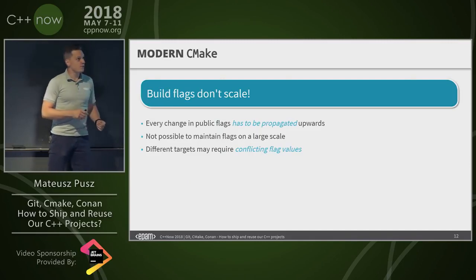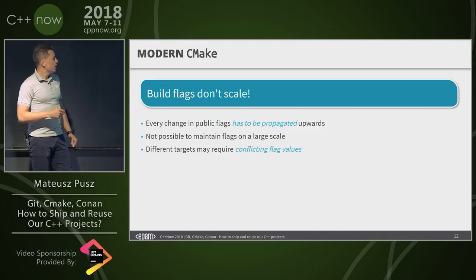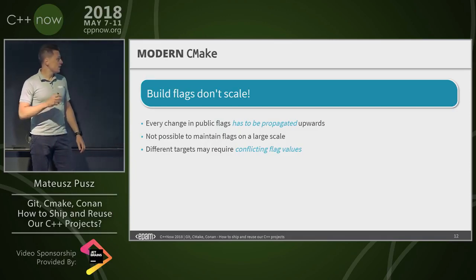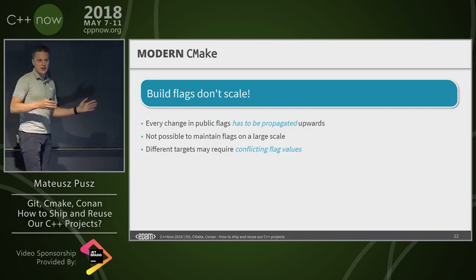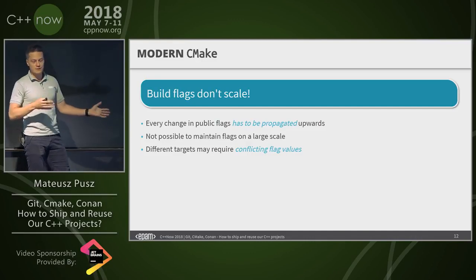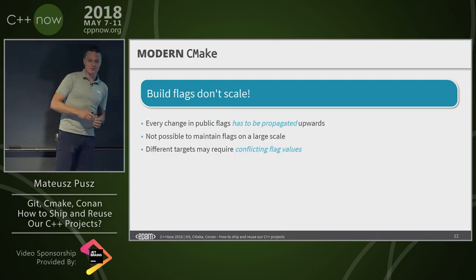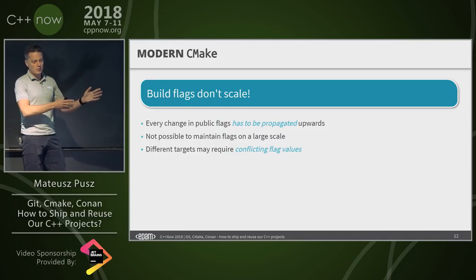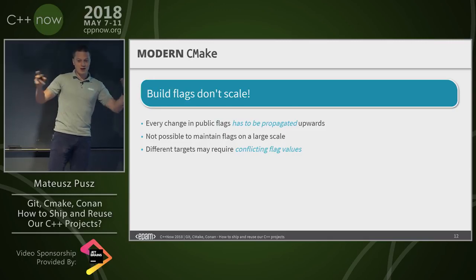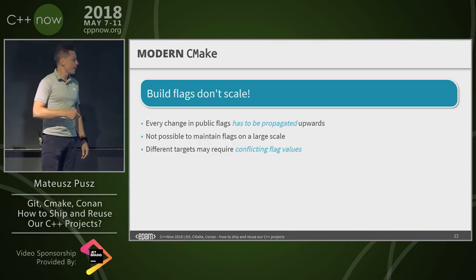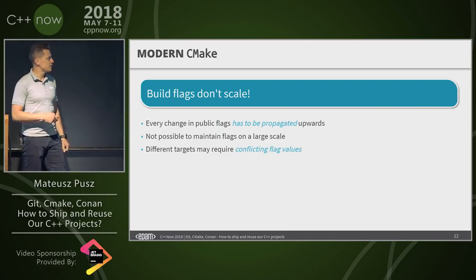Basically, the outcome from his talk is that build flags don't scale, that each change in public flags has to be propagated upwards. It's not possible to maintain those flags on a large scale, and different projects may contain or require different conflicting flags. For example, we can think that a unique name like verbose as a preprocessor define can have for one project values from 0 to 3, in another project values from 1 to 5. And when you make them global, how do you want to configure those two projects in your source tree, for example, if this is made global? And we use verbose or debug level or log level in many projects, the same name.